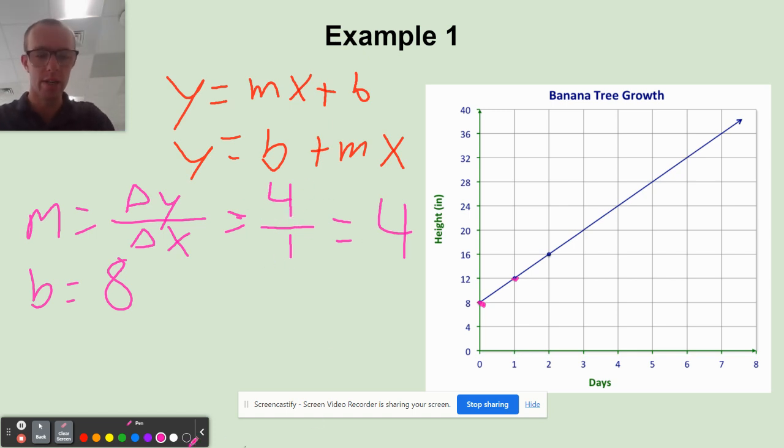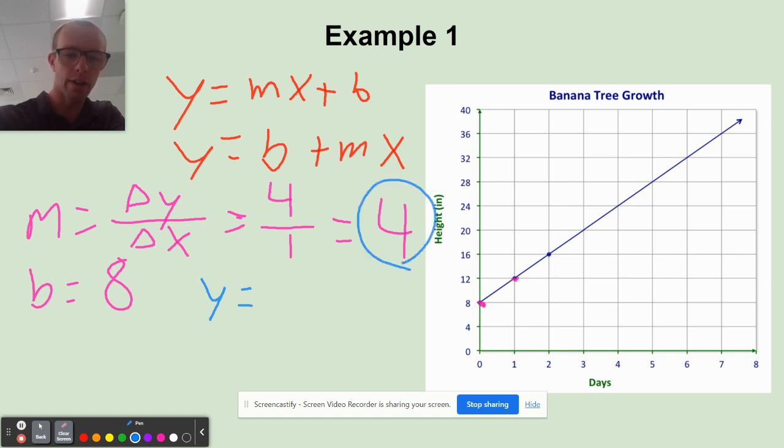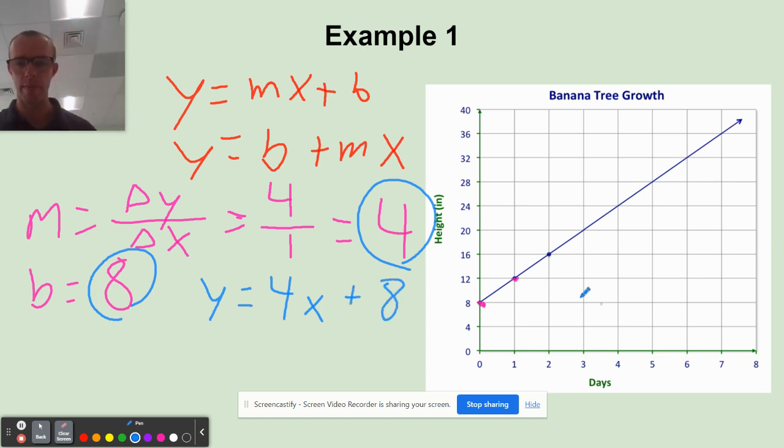Both are correct. Okay, so now that I know the m and b, I just plug them into the equation, y equals mx plus b. So I could write it as y equals, instead of writing an m, I know the value of m now. It's 4. I'm going to write a 4x. And instead of writing a b, I know the value of b is 8. y equals 4x plus 8. This is the equation that represents this line.